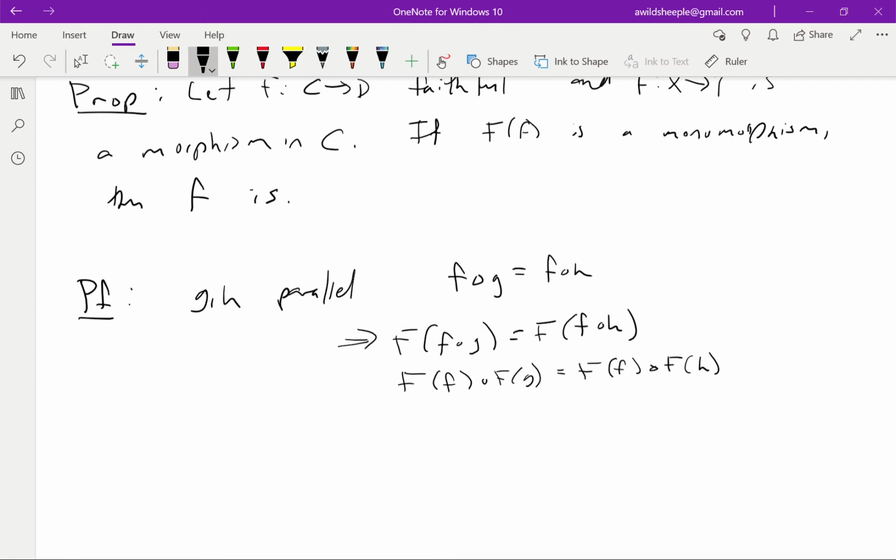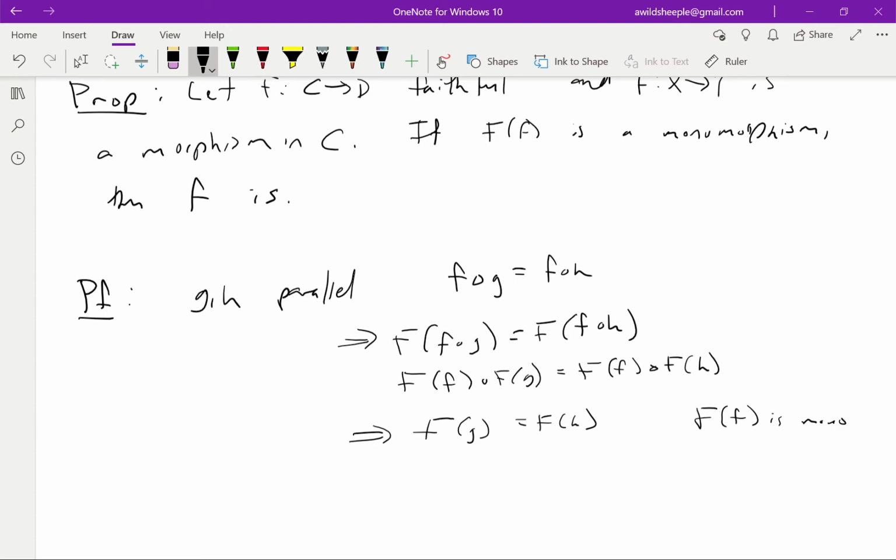And the upshot here now is that we've got this equation, F of f, we know it's a mono, so this gets us F of g equals F of h. F of f is a mono.